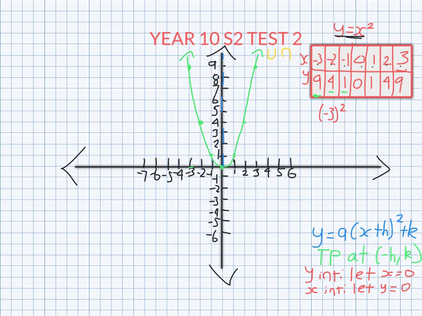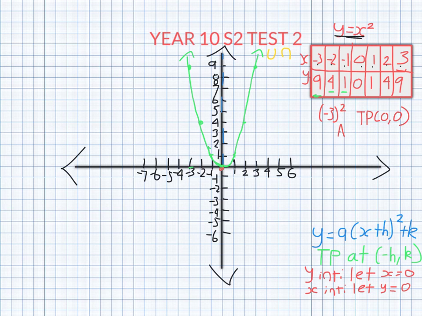The axis of symmetry is always a vertical line that goes through what we call the turning point. The turning point here is this one, because what's happening with the graph is it's coming this way, going down, it sort of stops and turns around. That's why we call this the turning point. So for this green parabola, the turning point is 0, 0.